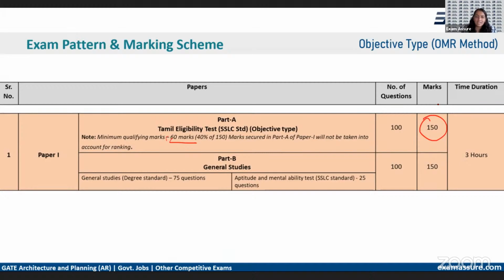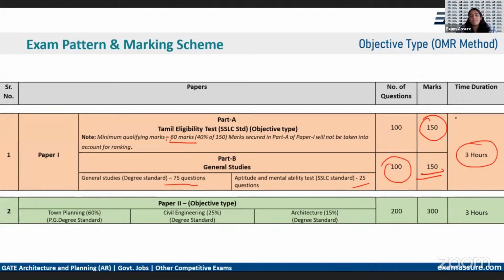Your part B of paper 1 has general studies related questions, which will be around 75 questions of degree standard difficulty, and you will have 25 questions that will be of aptitude and mathematics, again of 10th standard level difficulty. So this adds up to a total of 100 questions for 150 marks, and the entire duration of paper 1 is 3 hours.